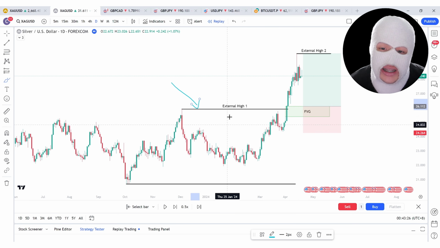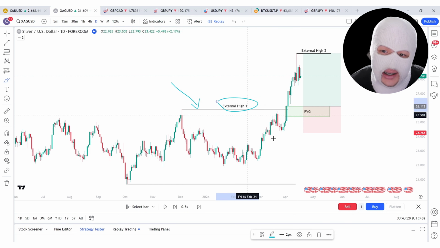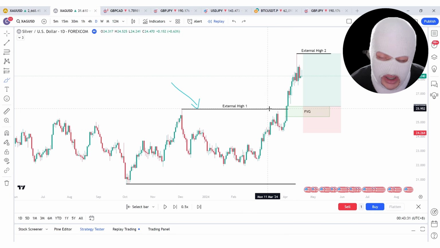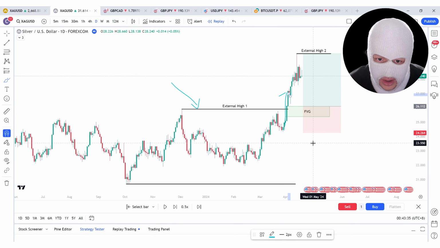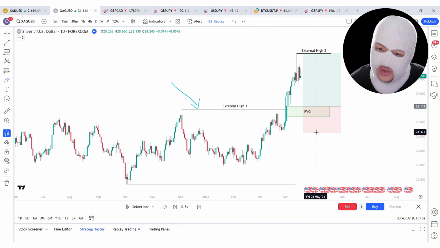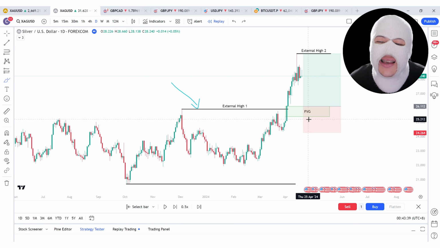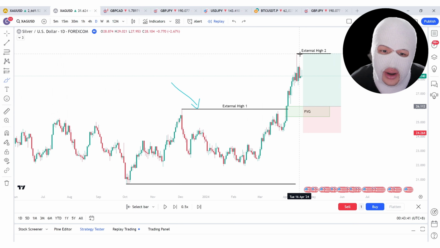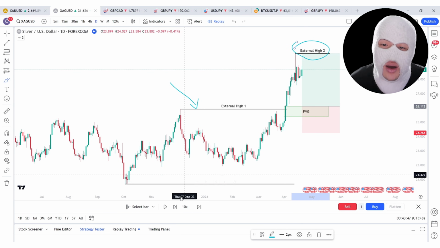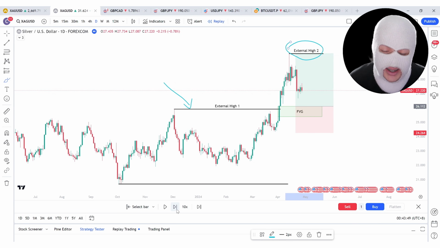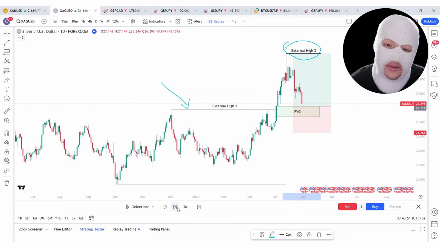Let's call this the first external high 1. As you can see, shortly after, external high 1 gets broken. So this is a valid break of structure to the upside. This forms a brand new external high. Let's call this external high 2. Price then pulls back to a support area where external high 1 used to be. This is an opportunity for us to get involved in the markets to target a new external high 2.